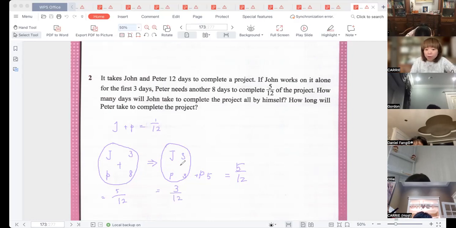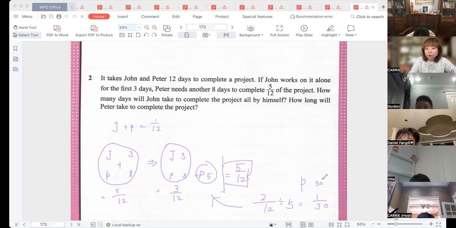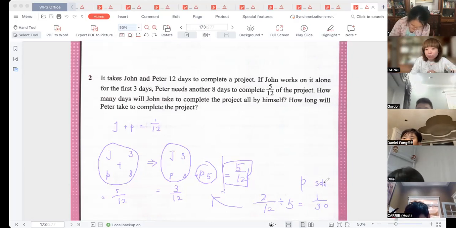Get it, everybody? Okay. So if Peter and John work 3 days together, they finish 3/12, and the total is 5/12. So you know the rest, 2/12, is finished by whom? By Peter in how many days? In 5 days. So we divide it by 5 equals what? Equals 1/30. That is Peter solo doing the job. He can finish 1/30 of the job every day.